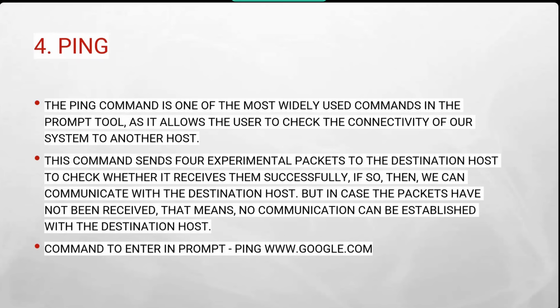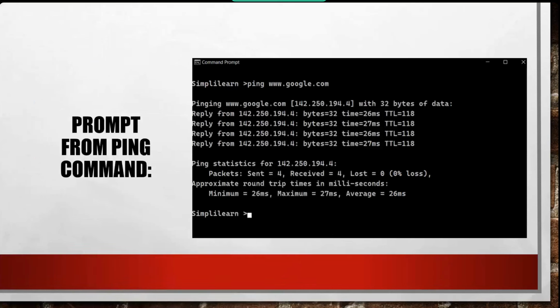So the command that you can enter is ping followed by the host name, in this case, google.com. This is a prompt from CMD. Here we are pinging google.com. You can see that the ping is going and we are able to receive the reply from google.com, having the IP address 142.250.194.4. The number of packets sent is 4, and received packets are also 4. So there is 0% loss. The round trip time in milliseconds is also shown in the CMD.